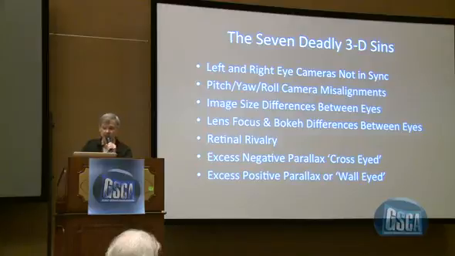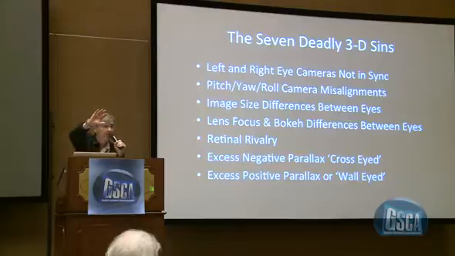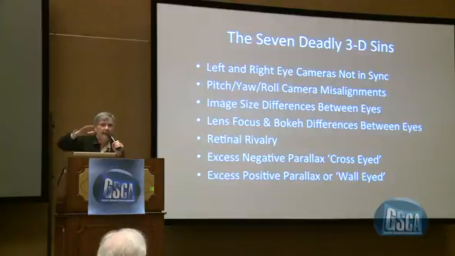Next is excess negative parallax, or cross-eyed. Now, again, I was talking about the three spaces, or the three aspects of stereo. You've got the space behind the screen, and that's called positive parallax. It seems kind of the opposite of Cartesian logic, but that's become the standard, and thankfully it's a standard, so we call that positive parallax. When things come out into theater space, that's called negative parallax.